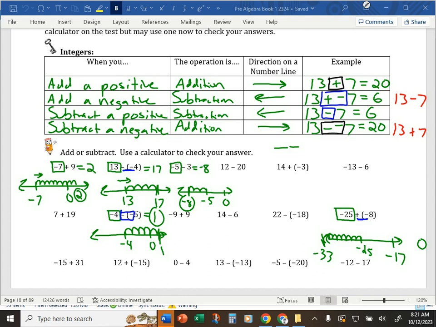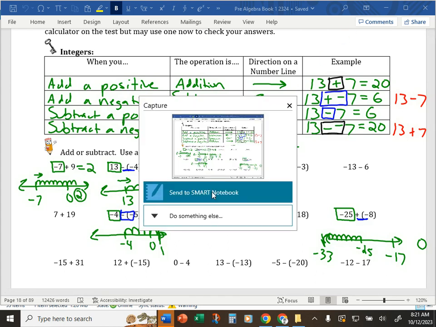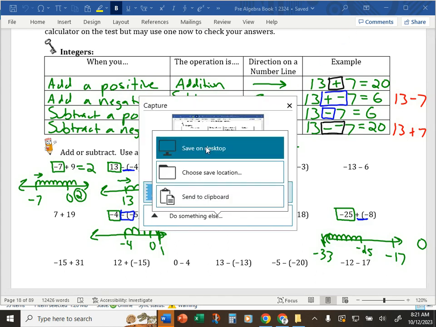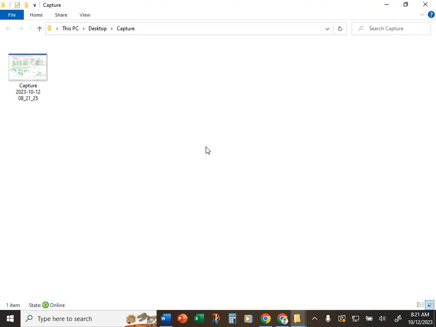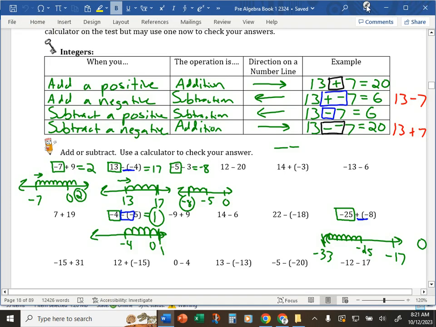I'm going to hold on. I'm going to capture ink. Wow. Isn't that nifty? I'm going to do something else. I'm going to save on the desktop. I've never done this before, but I'm trying something. We're going to do this. I think that's just saved on the desktop? Yep. That's cool. I like that. Nifty.